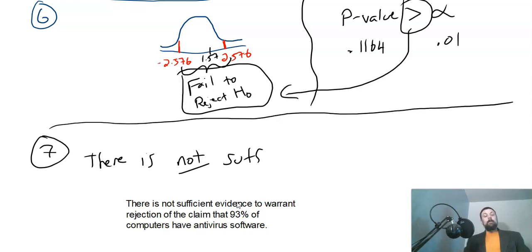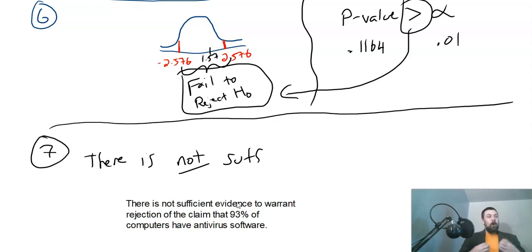Now, that doesn't mean the 93% value is true. We just don't have evidence to show that it's false. One thing that kind of bothers students, and I didn't really go into this in the previous video, is that you can never prove a null hypothesis. You can either show it's false or you fail to show it's false, but you can never prove it's true. And for the alternative, it's the reverse. You can never prove the alternative hypothesis false. You can only prove it's true.